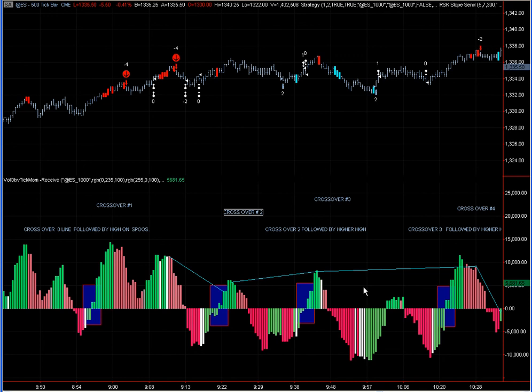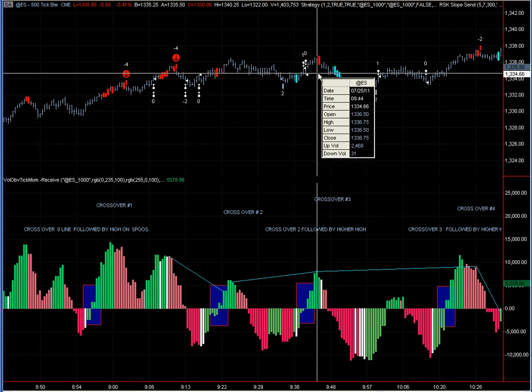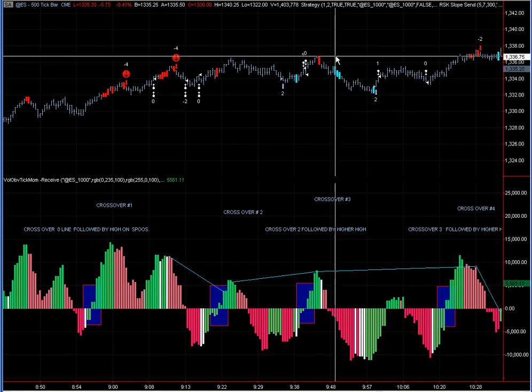Now, in the next situation, we do have a crossover, but the Spoos do not move higher. So in this case, we're not going to record any information about the high of the Spoos, nor are we going to record any information about the volume, because we're not at a higher high on the Spoos. We have to be at a higher high on the Spoos in order for us to record the volume. So the first time that occurs is way over here.